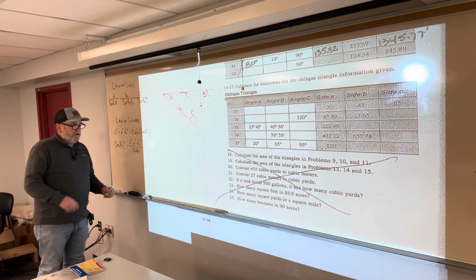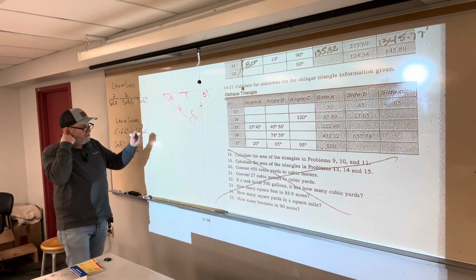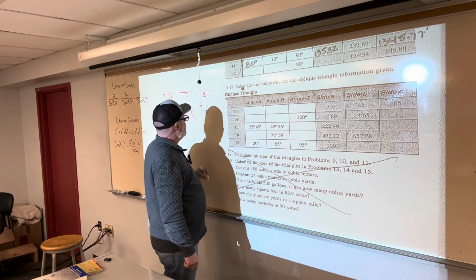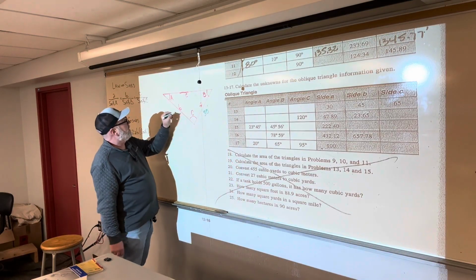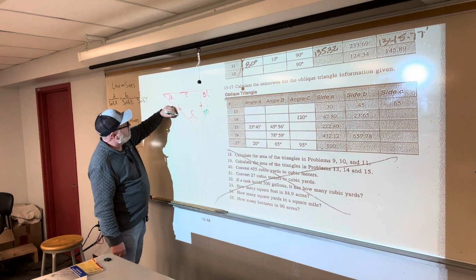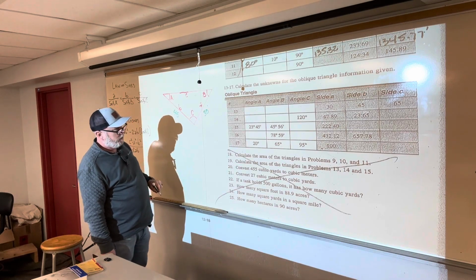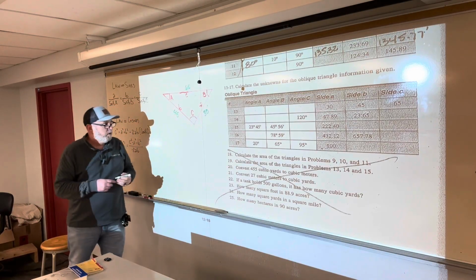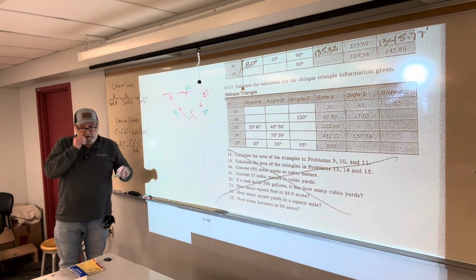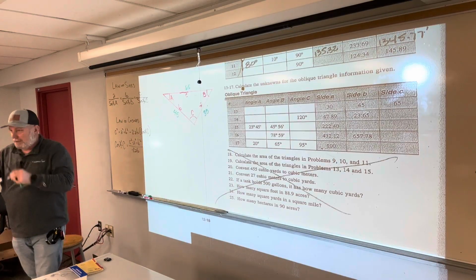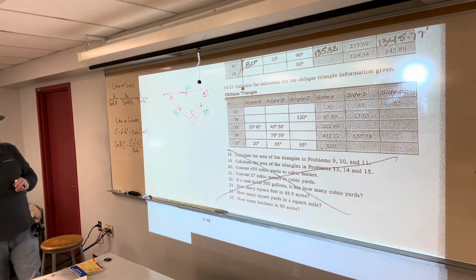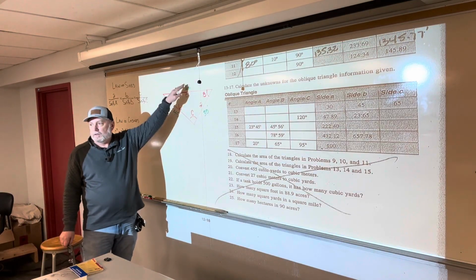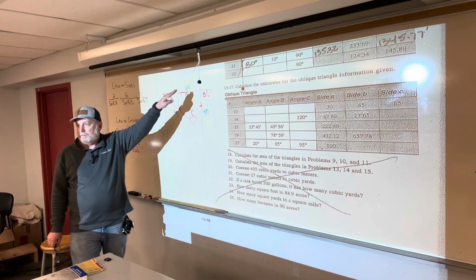So now if we look at our triangle here, we'll say side A is 30, side B is 45, and side C is 65. When the triangle is actually drawn to scale and correctly, the largest angle, the side across from it is going to be the longest side.